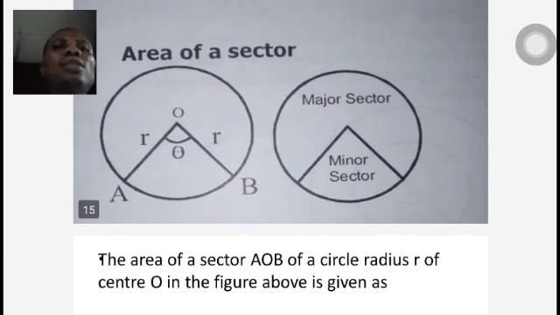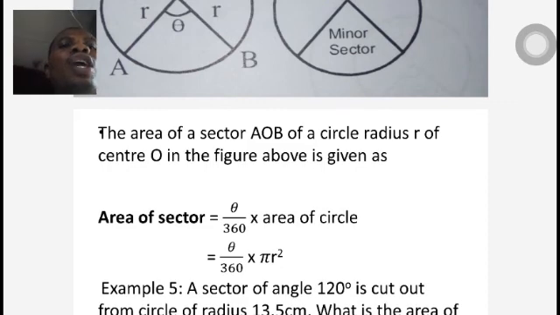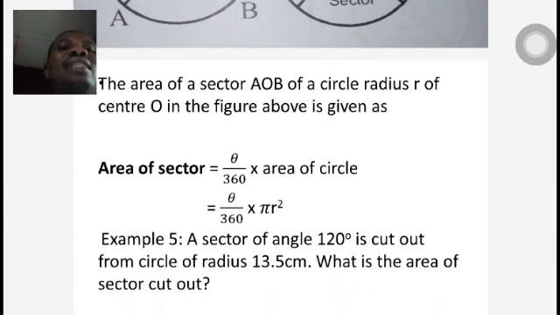Now, look at this diagram here. In the first diagram, we have AOB. If you cut that region AOB out of that circle, what you bring out is a sector, and the inside of what you brought out is called a sector, and that region is the area of the sector. Now, the area of the sector AOB of the circle of radius R and center O in the figure above is given as theta over 360 times the area of the circle.